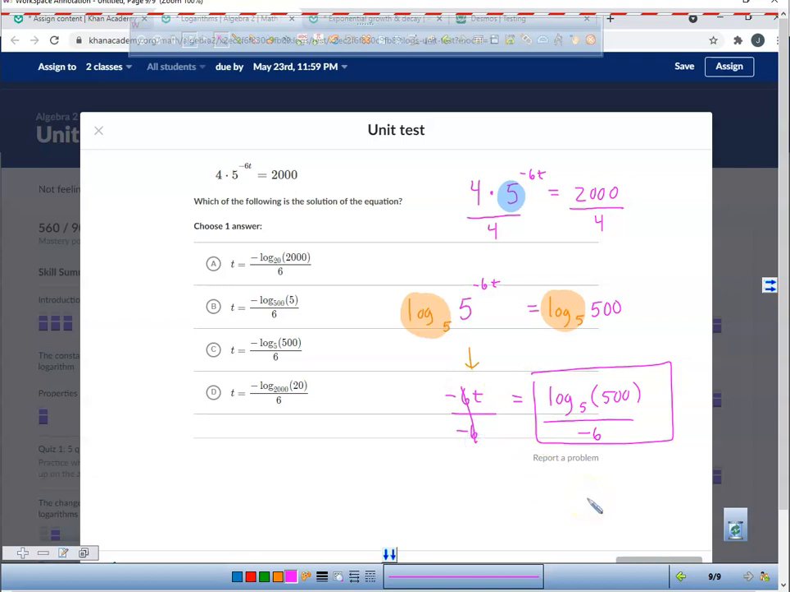Okay? So your answer is going to end up being C. Now it says negative log, okay? But that negative can go up there if you want it to go up there in the numerator.